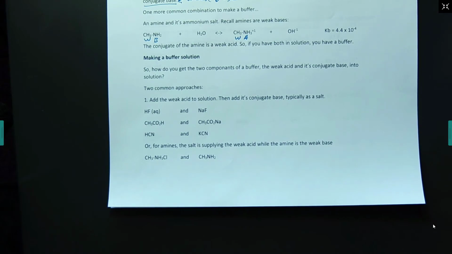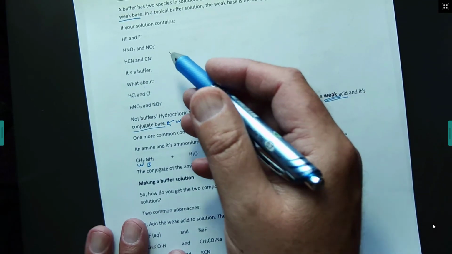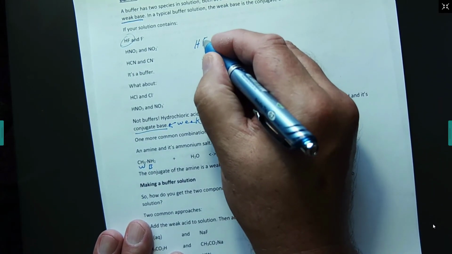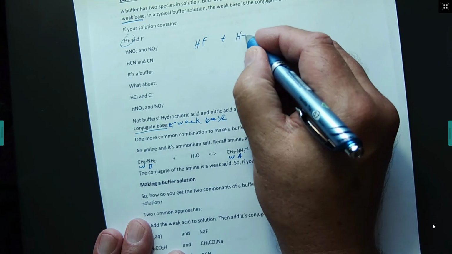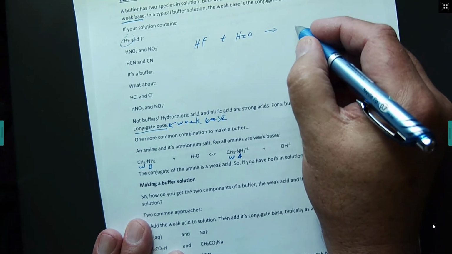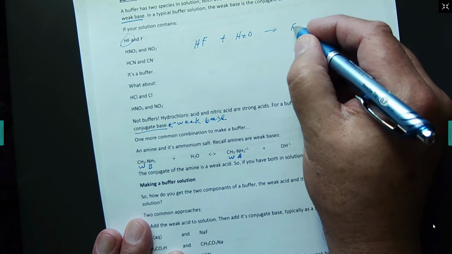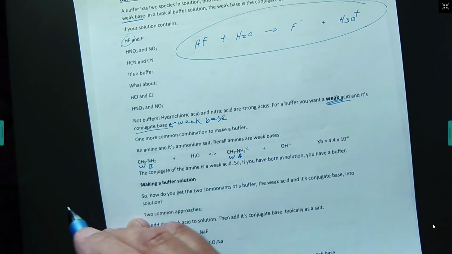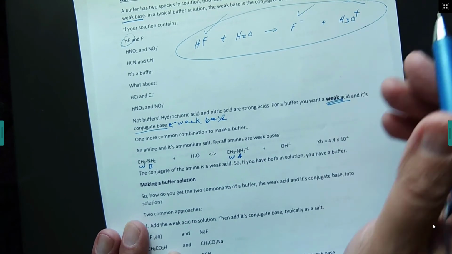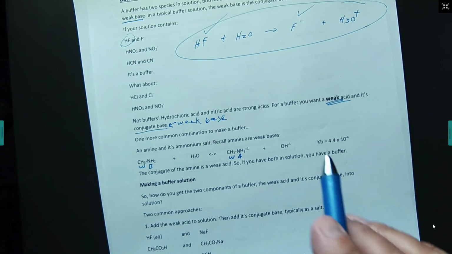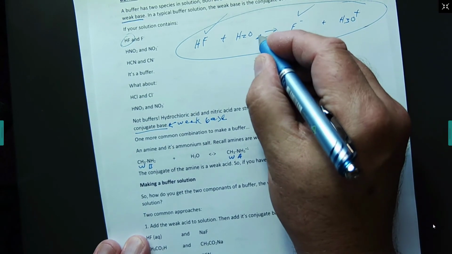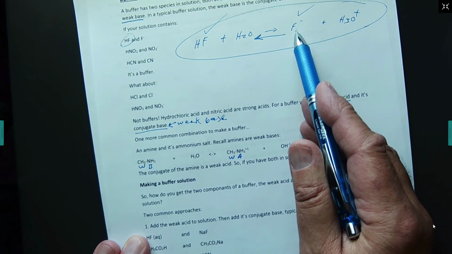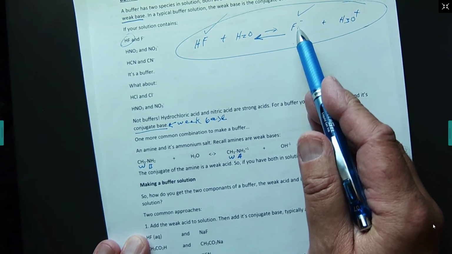Oh, by the way, you don't make a buffer just by adding one of these to solution. Like if I just added HF, you might think, oh, HF is a weak acid, so it's going to react with water. It's going to do the HF plus H2O going to F- plus H3O plus, and you might think, wow, okay, I've got my weak acid, I've got my weak base. That's not a buffer. The equilibrium lies so heavily this way. Do you really have much F-? No, not really. You have an incredibly small amount of that.